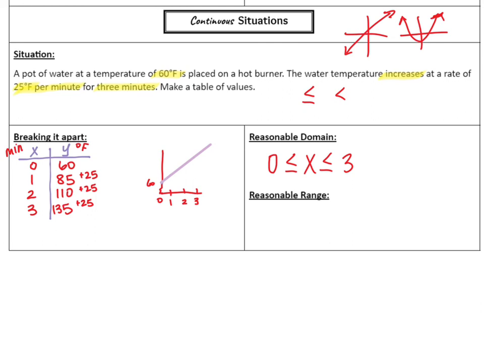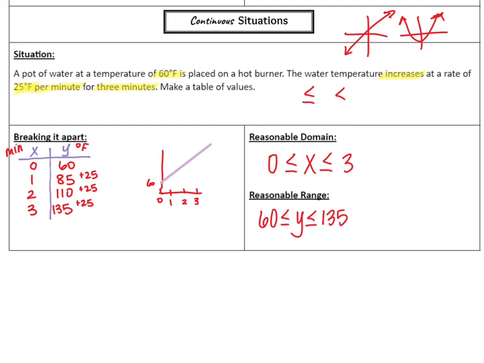Now let's look at my range. All right, remember we always go from lowest to highest there. So my lowest temperature that I have is 60 degrees. And it is included, right? I have a temperature of 60 degrees. So it's going to be less than or equal to. So y is greater than or equal to 60 and less than or equal to my highest temperature, which is 135.